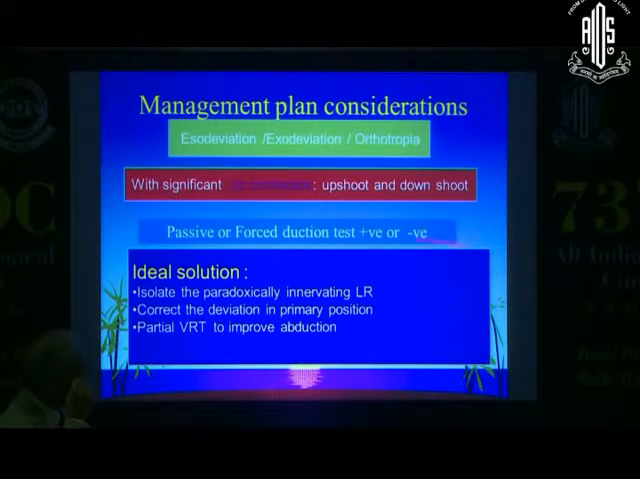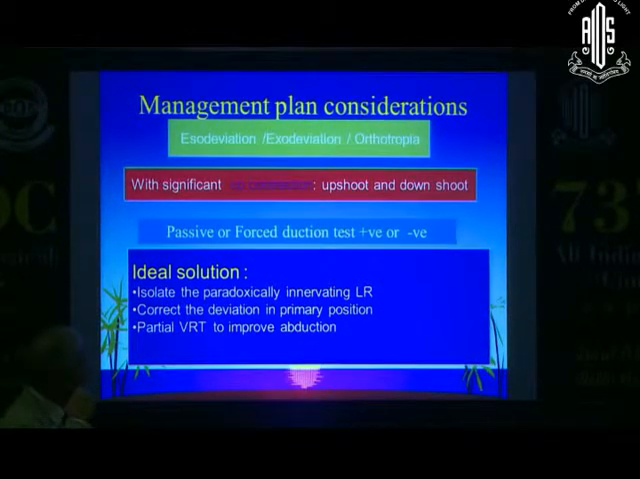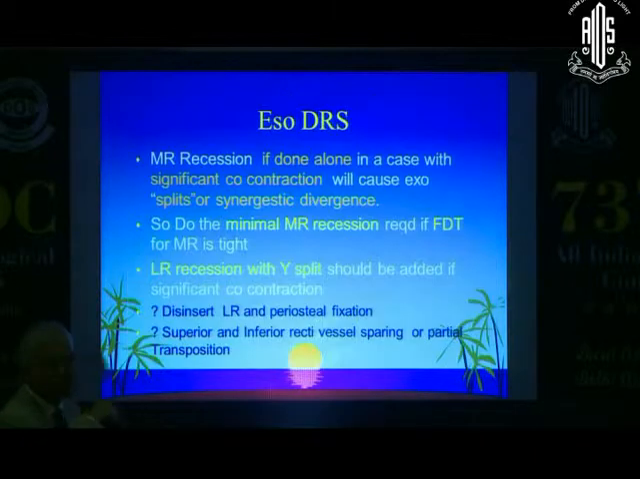And the ideal solution would be to isolate the paradoxically innervating lateral rectus. The mischievous muscle here is not the MR. It is only the lateral rectus, whether it's type 1, type 2 or type 3. It is the lateral rectus which is not working at its own time and does not let the MR work when the time of MR is to work. So it is like a mischievous person who is sharing your room and doesn't let you study and doesn't study himself. So correct the deviation in primary position, and partial VRT may be the final thing by which we can improve the abduction.